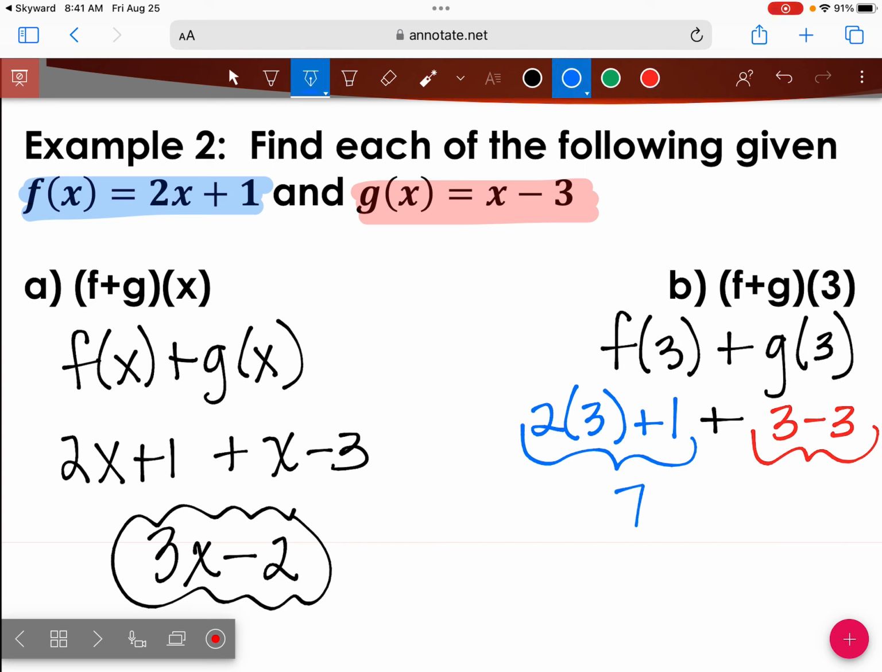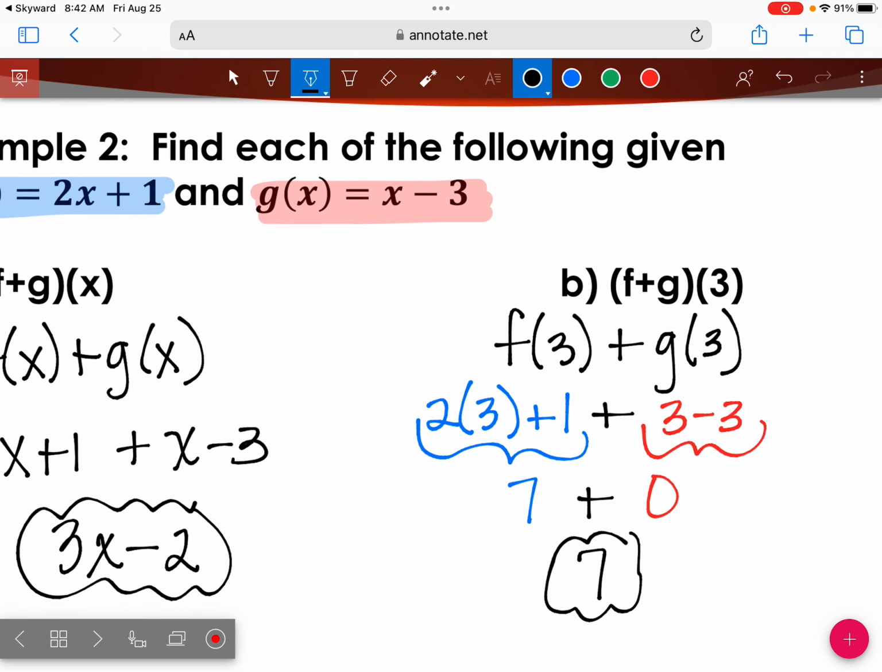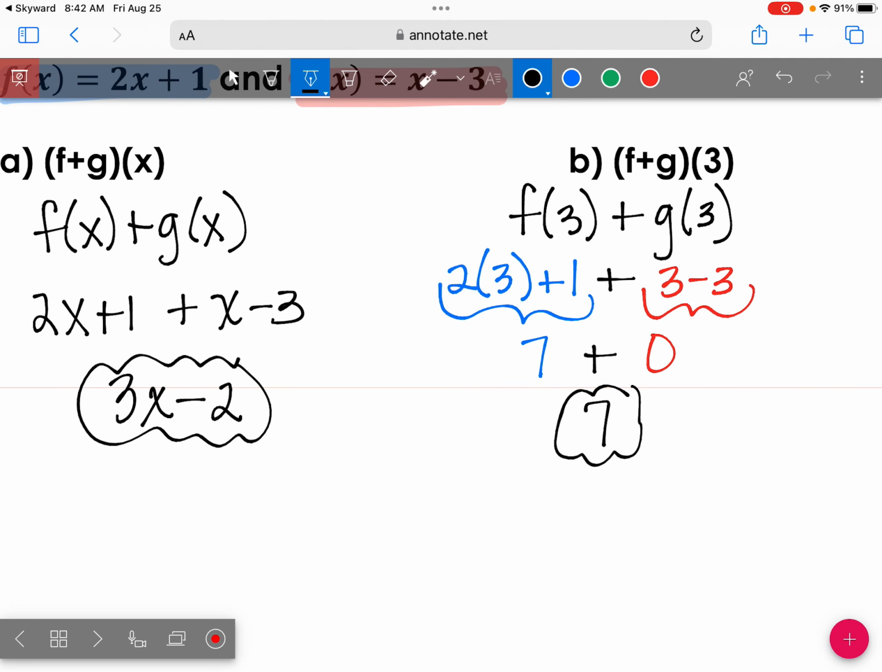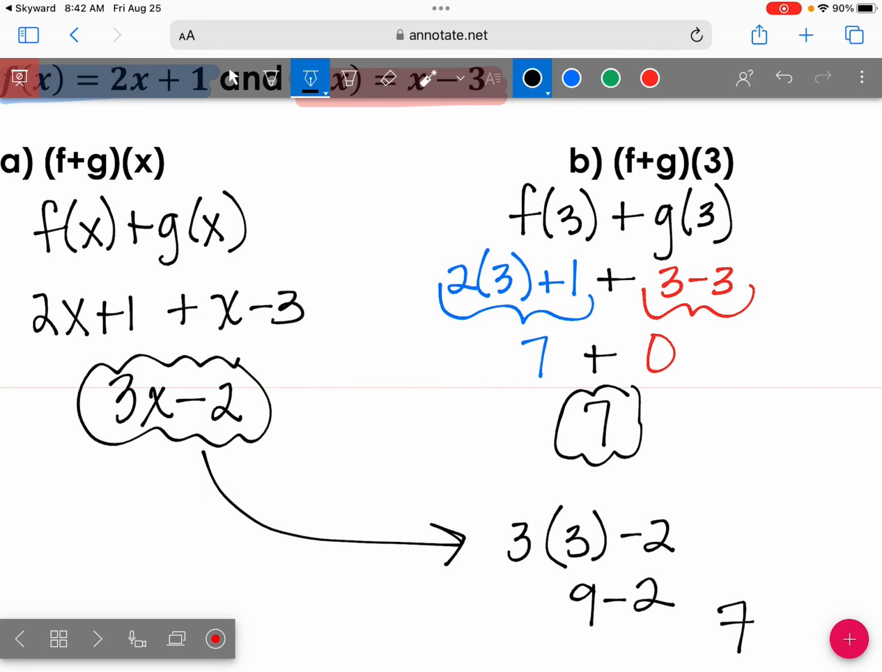So that would be 7 plus 0, which gives us an answer of 7. And as you can see, we would also get 7 if I use my f plus g function. If I put my 3 in here, I would have 3 times 3 minus 2, which is 9 minus 2, which is also 7. So there's 2 different ways to arrive at that 7.